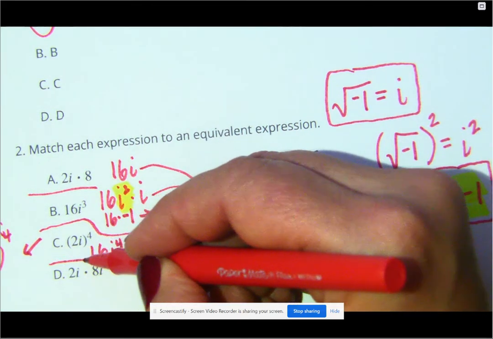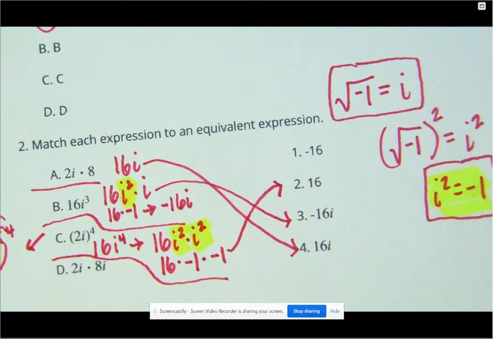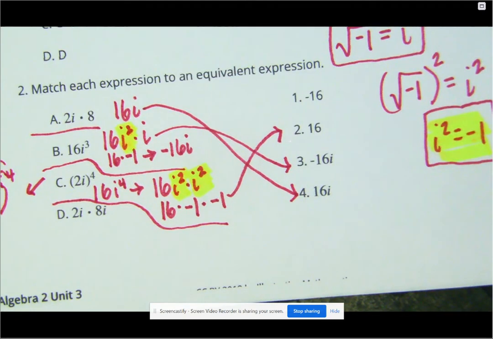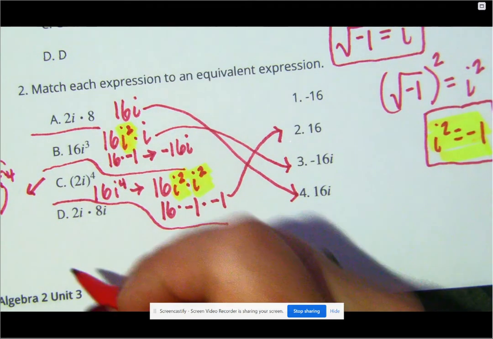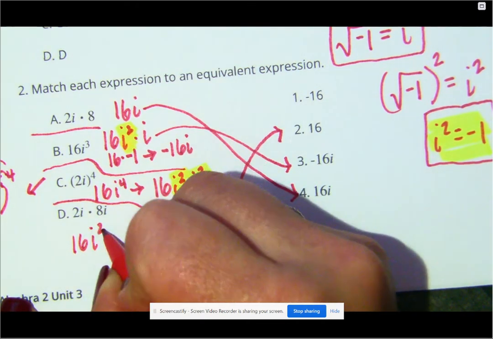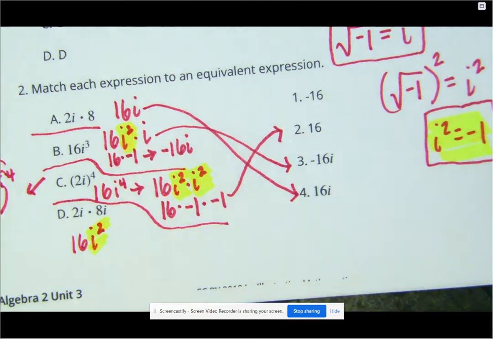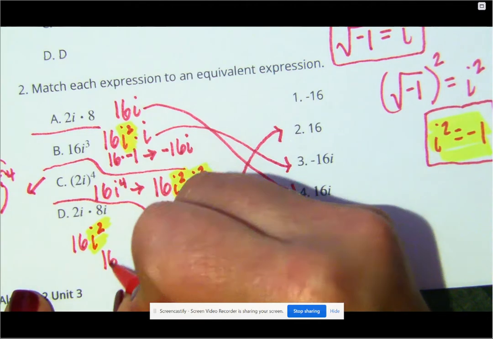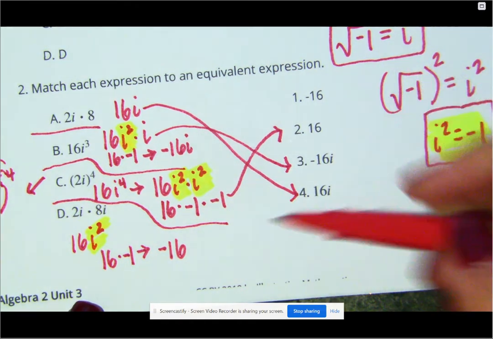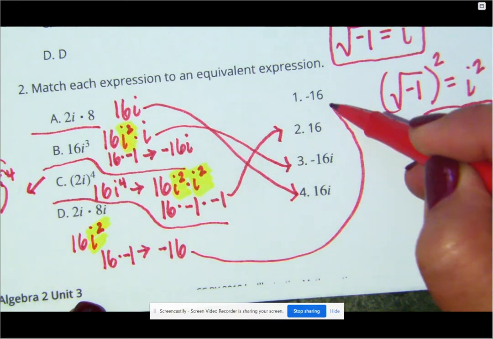Totally taking up all the space here. The last one that leaves us is number 1, but let's make sure it makes sense. It'd be 2 times 8 is 16. i times i is i squared. But what is i squared? i squared is -1. So that's 16 times -1, which is -16, which, yes, is number 1. I'm going to do a big loop-de-loop right there.